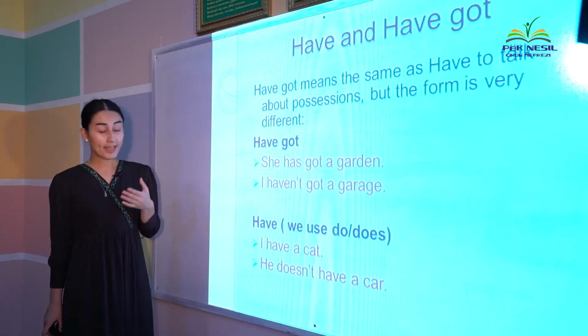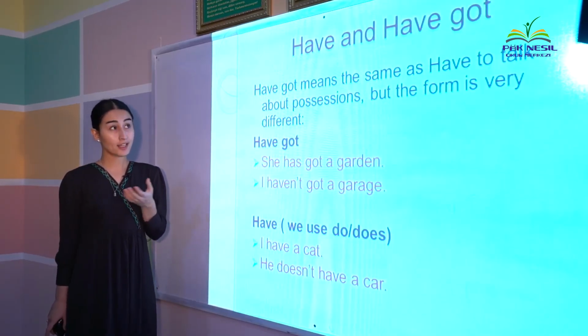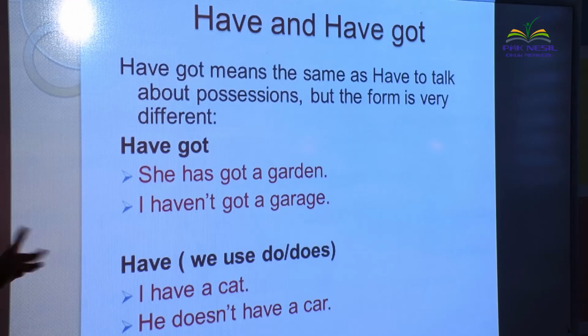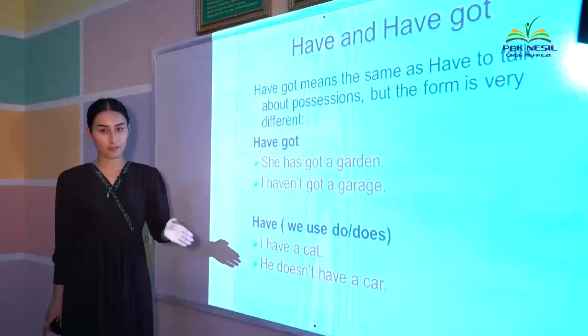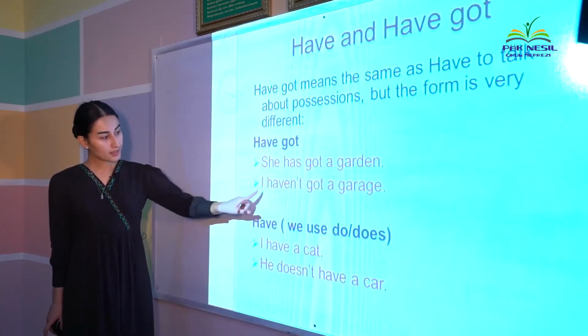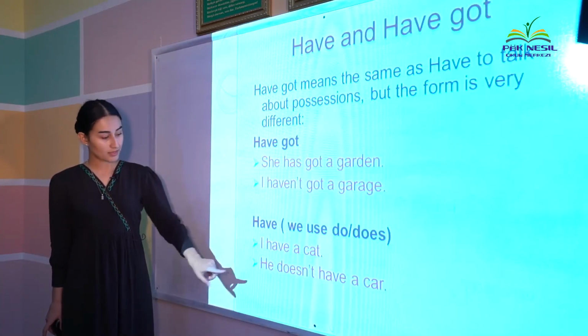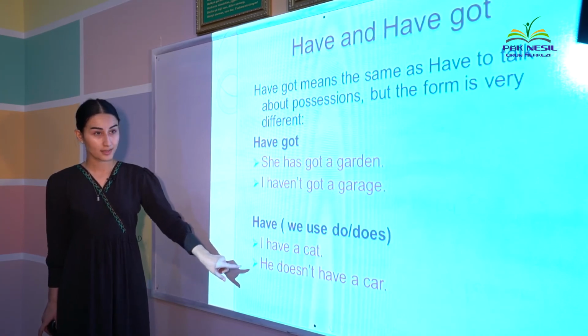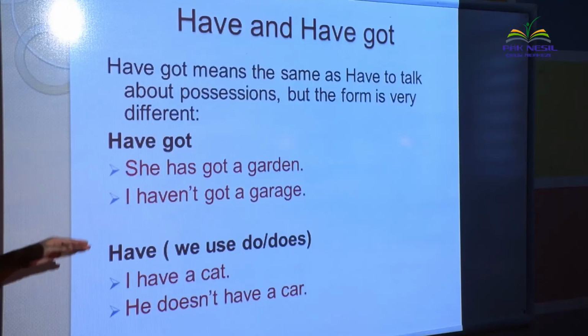But when we use have, we have to use do and does in negative and question form. For example, I have a cat. So have and have got mean possession, ownership. And when we use the negative one, he doesn't have a car. Look here. Here we have used just not, but here we have to use does not. This is the difference between have got and have.